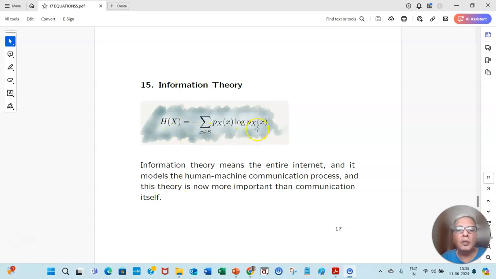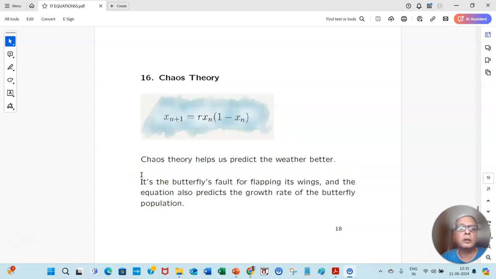Information theory. This is the calculation of entropy: minus the sum over x belonging to S of p(x) log p(x). Information theory means the internet and it models the human-machine communication process, and the theory is now more important than the communication itself. It is going to AI, building robots, etc.